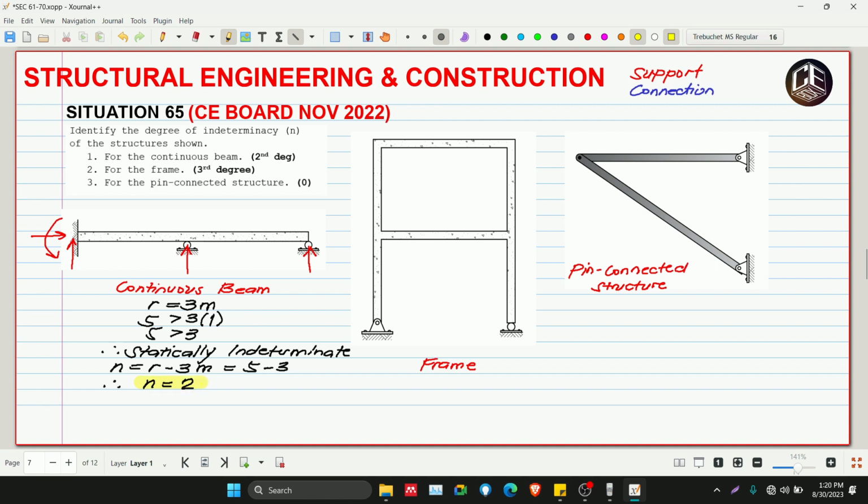Yan. So second degree. O diba? Napakasimple lang. Pero nagkakamali yung mga bata sa pagbibilang ng mga reaction and pagtukoy ng structure and at the same time yung mga connections.